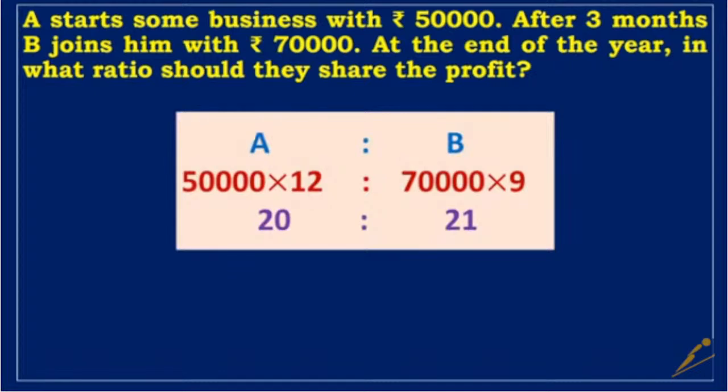So the profit sharing ratio can be calculated based on the amount of investment and the duration of investment by each person. A's investment is equal to rupees 50,000 into 12, which is 600,000 rupees. B's investment is equal to rupees 70,000 into 9, which is 630,000 rupees. Simplifying this ratio, we get A:B equal to 20:21. Hence, A and B should share the profit in the ratio of 20:21.